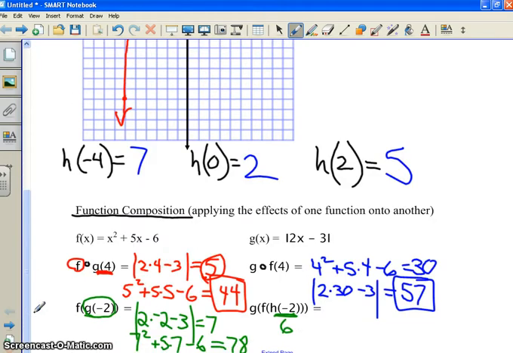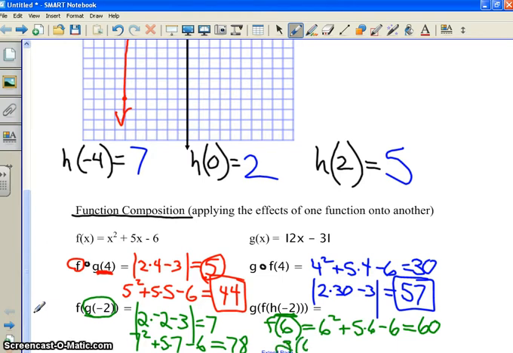Now we'll take our answer of 6 and plug it into the f function. So this will be 6 squared plus 5 times 6 minus 6. That'll be 36 plus 30, which is 66. Take away 6 is 60. And then we'll take that answer and plug it into the g function.